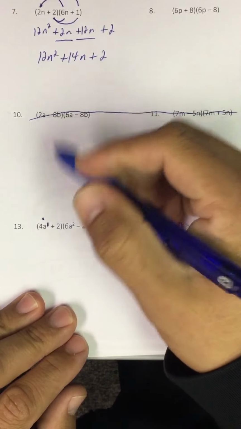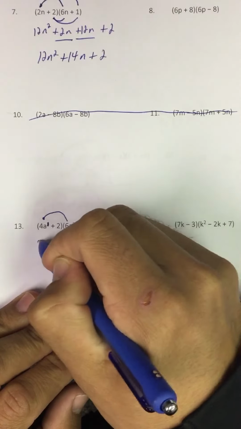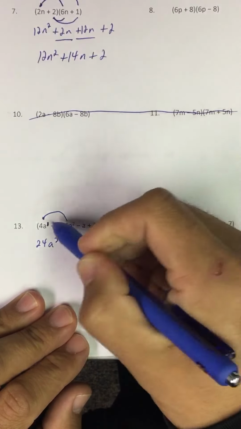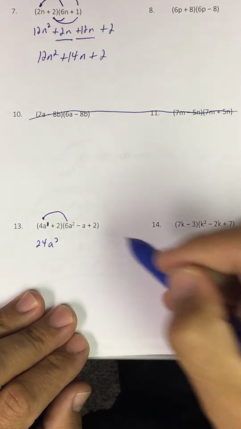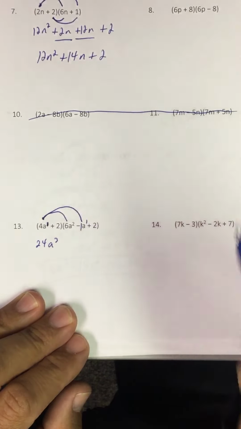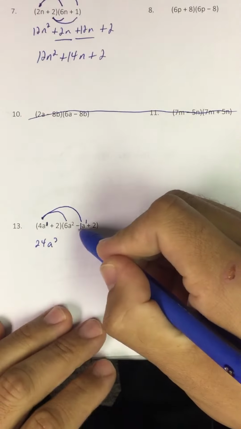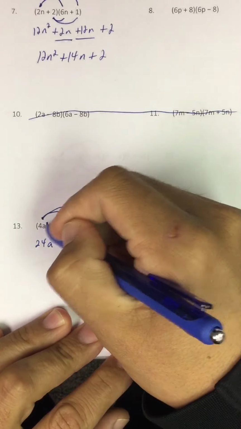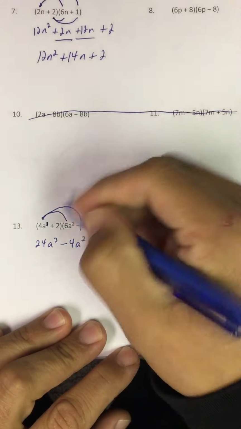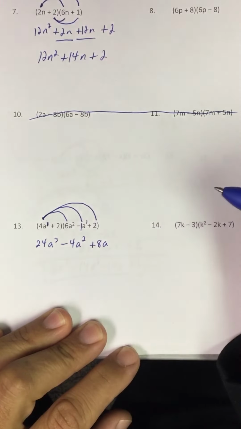So I'll take this 4a to the first power times 6a squared. 4 times 6 is 24. A times a is a to the third, because we added the exponents. Remember, I changed that to 1. Now I do 4a times, that's a -1 and a 1 there, right? In math, a lot of times if it's a 1, we don't write it, but we know that's 1a to the first power. So now I do 4 times -1 is -4. A times a is a squared. And I do 4a times 2, so that's just a positive 8a.